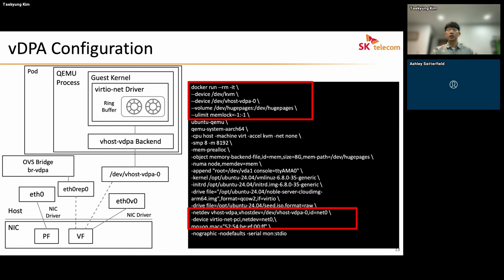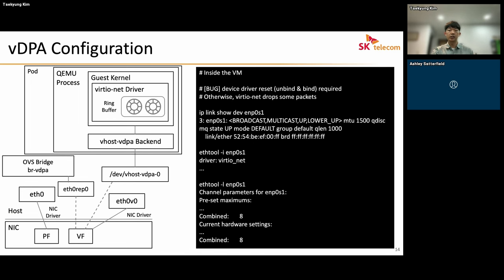So I will repeat the same thing on KubeVirt. By the way, inside the VM, maybe this is my issue. You will see the normal virtual network interface inside the VM, and you don't know whether it is backed by vhost-vDPA or virtual emulation.